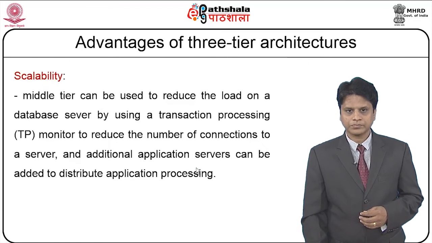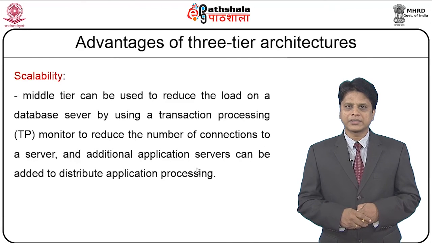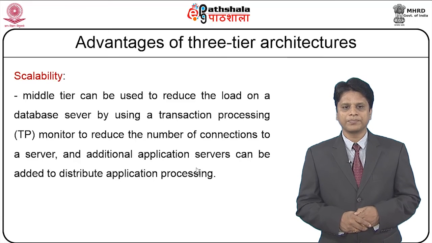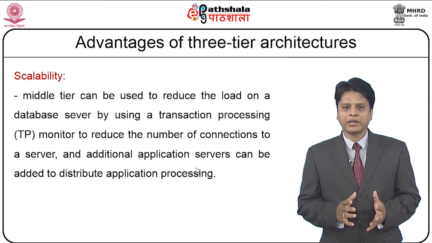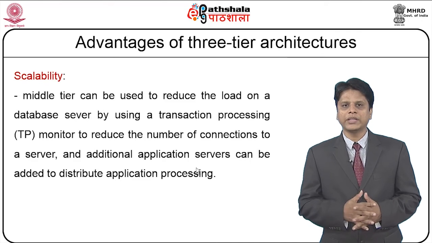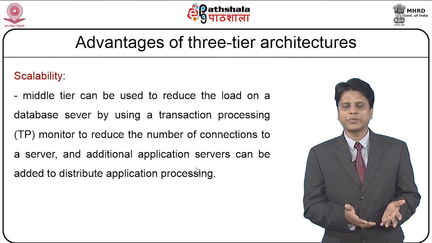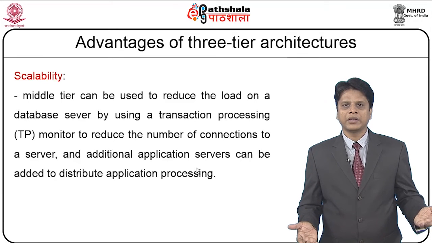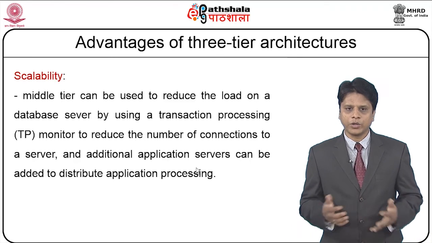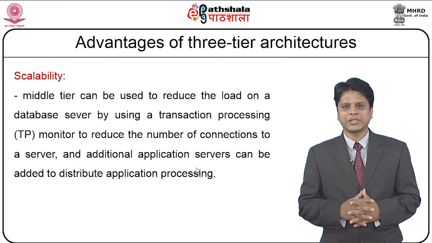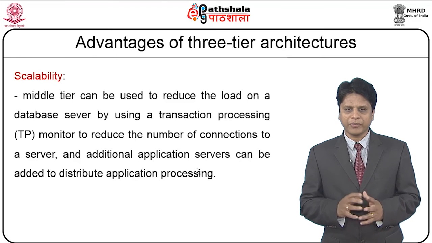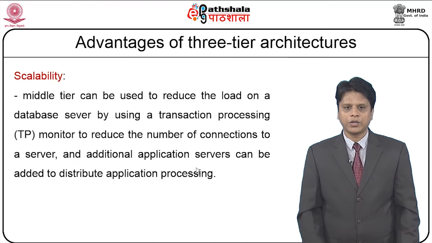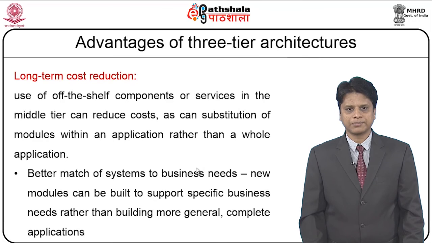Some of the advantages of using this three-tiered architecture include: point number 1, it will be very scalable. So the middle tier can be used to reduce the load on the database server. That means the application server can reduce the load of the database server. At the other end, it reduces the complete effort of the client also by using a transaction processing monitor to reduce the number of connections to a server. An additional application server can be added to distribute application processing.